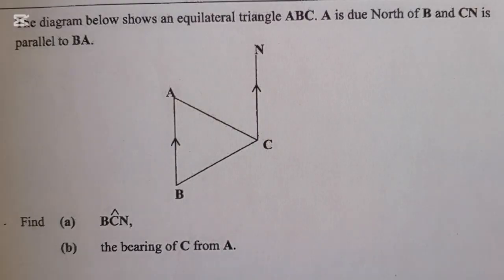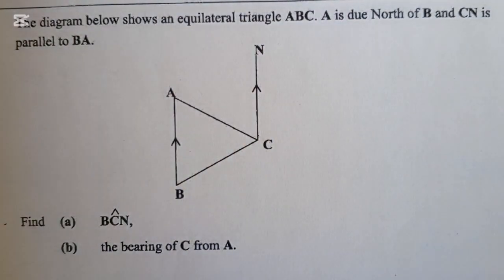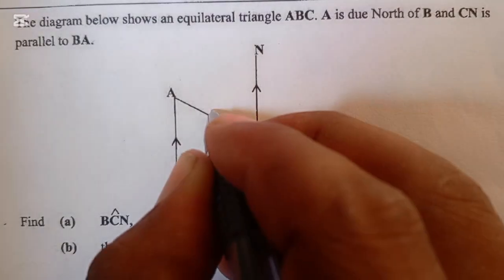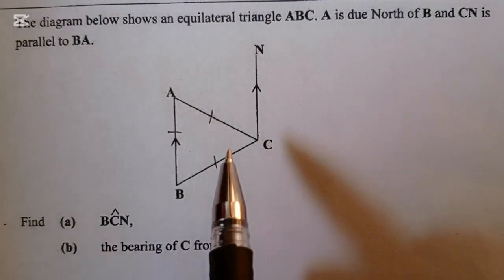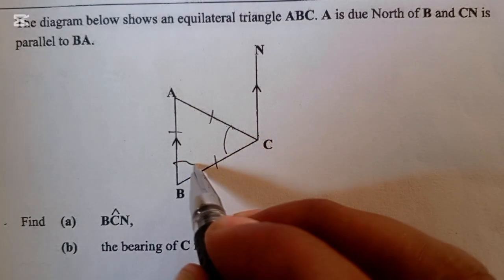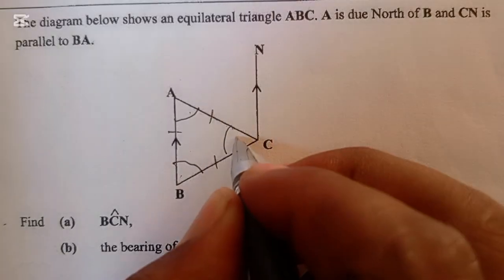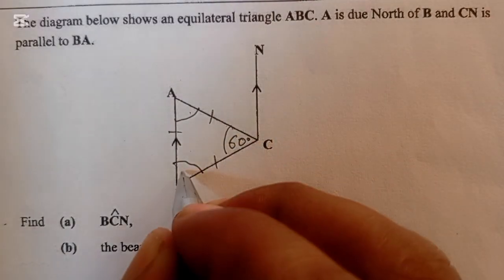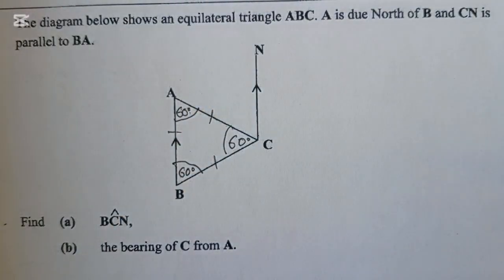Now, one thing is certain. They have said that this triangle ABC is equilateral. So an equilateral triangle is a triangle whose three sides are equal. If all the three sides are equal, then all the three angles are also equal. So 180 divided by 3 angles, we are going to have 60. So meaning this is 60 degrees, this is 60 degrees, this is 60 degrees. So that is what we call an equilateral triangle.